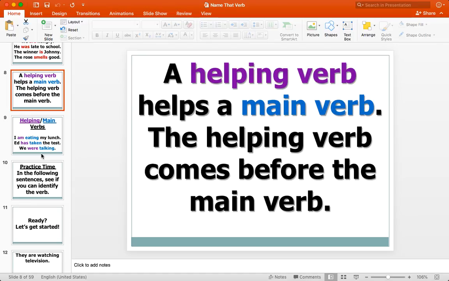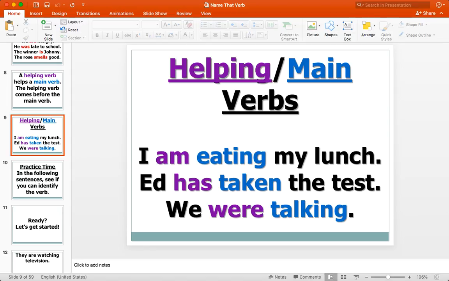Now, helping verbs, I think they're easier to remember than linking because a helping verb helps the main verb. So there's going to be an action word, but then we look before it, and sometimes there's a helping verb as well. So it always comes before. So if you look at these examples, we have, I am eating my lunch. So am is the helping verb. Eating is the main verb because it is an action. Am eating. Ed has taken the test. What has he done? He has taken the test. We were talking. So were is the helping verb because you wouldn't just say we talking.